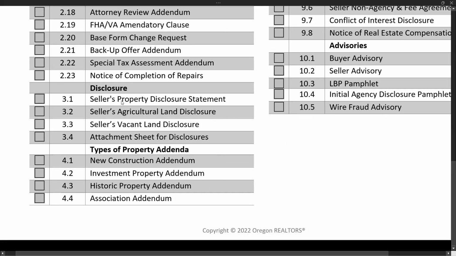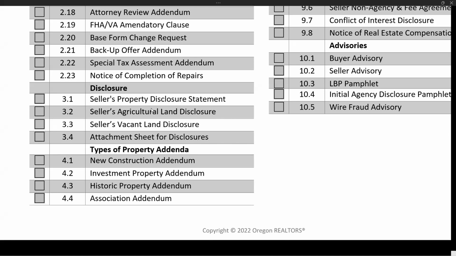The 3s are our disclosure documents. 3s are how you disclose various information that's required either through the contract or under Oregon law. There is the seller's property disclosure statement, the seller's agricultural land disclosure statement, and the seller's vacant land disclosure. The SPDS, the seller's property disclosure statement, document 3.1, is required by Oregon law. It provides additional specialized ways of revoking an offer, and it's a special document in its own right.